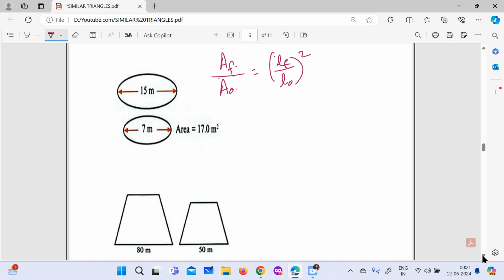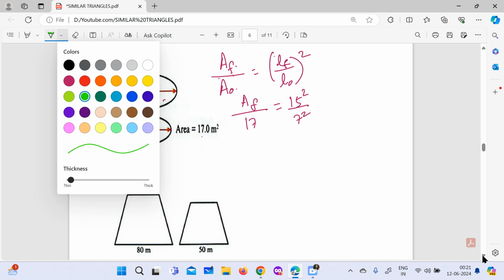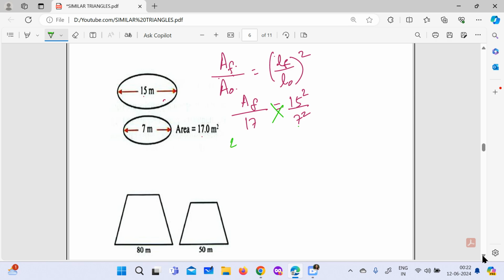So for this we can write, you can see here very clearly area is given over here and we have to find the area of this one. So I will write like this. Let me mention this as the final, and here area will be 17. And now this is equal to 15 squared over 7 squared. Now what we can do is just cross multiplication. So you get 49a equals 15 squared times 17. So this is 225 times 17, right?